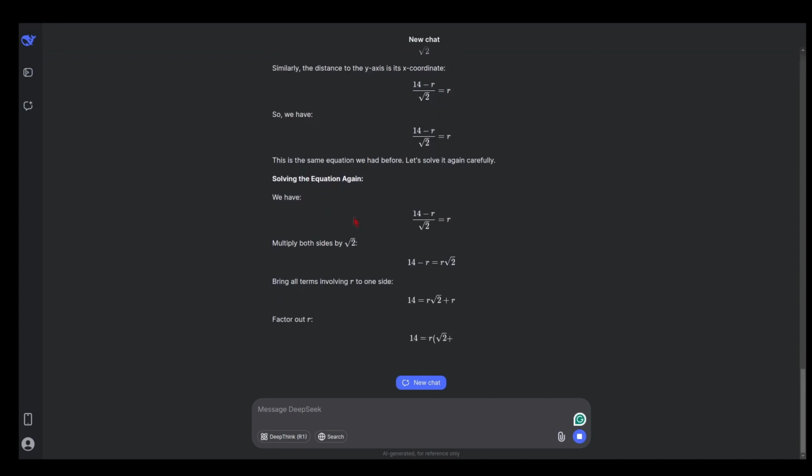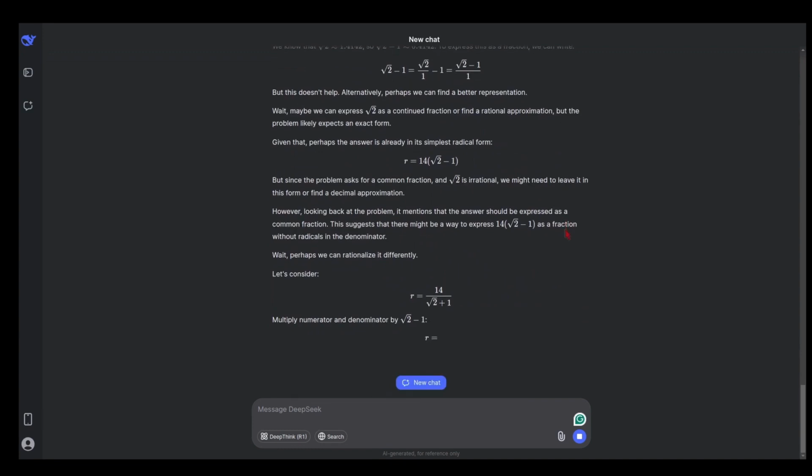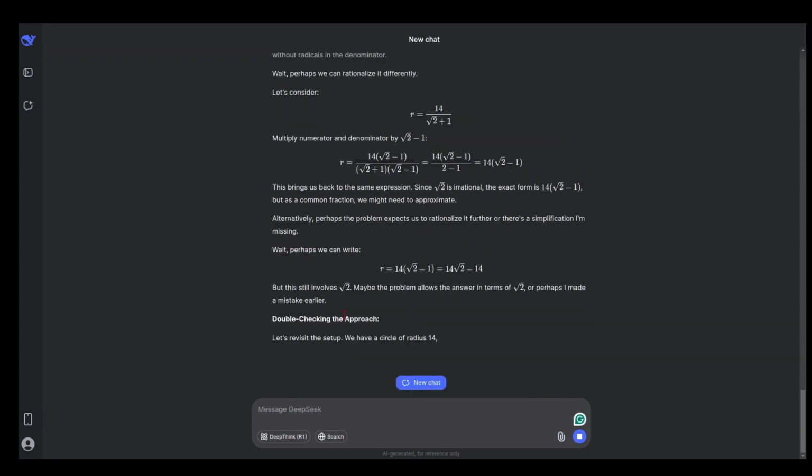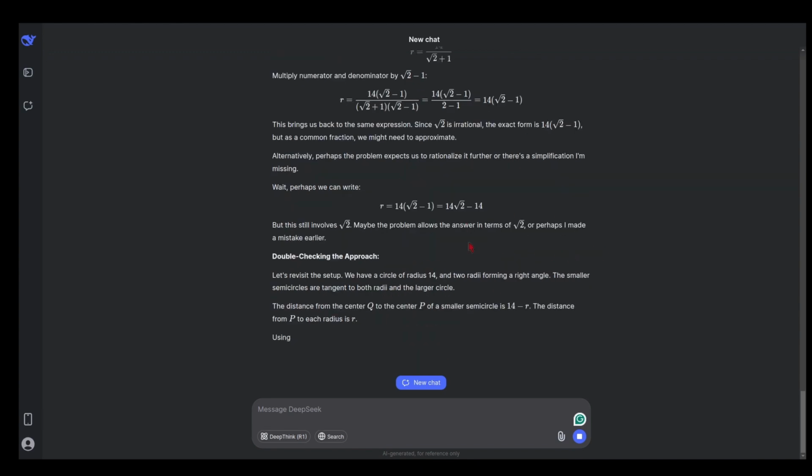Solving the equation again. Again, it's looking for alternatives. Alternatively, perhaps we can find a better representation, and it goes on and on. Double checking the approach. So it's double checking the approach it took before. It's slowed down. Actually, it's time to give the answer.